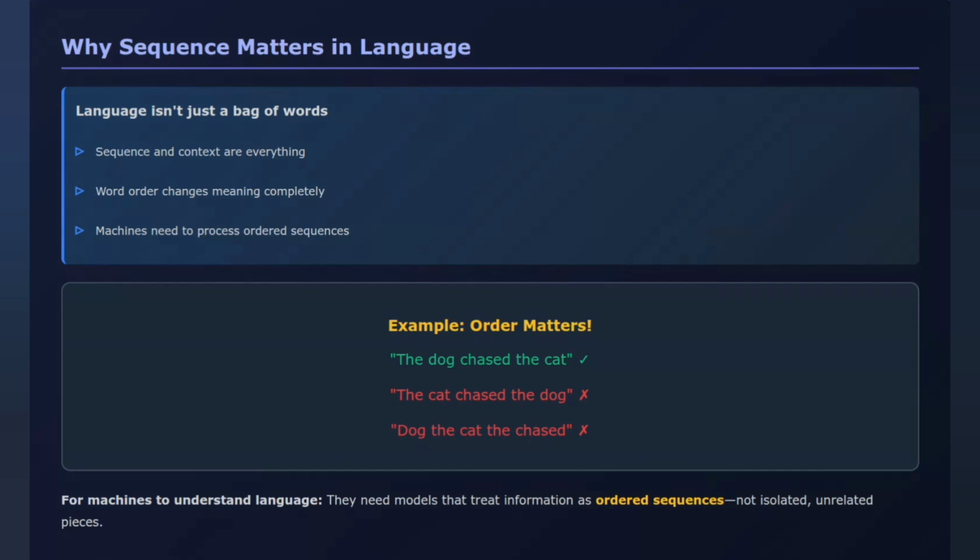And if we scramble them, like dog, the cat, the chased, it becomes nonsense, even though all the words are there. So for machines to truly understand language, they need models that can process information as ordered sequences, not as isolated, unrelated pieces. They need to understand context, dependencies, and relationships across the sentence. This is where sequence models come in, and it all started with RNNs.